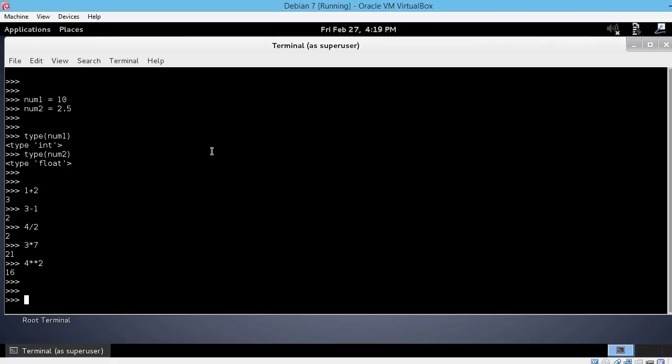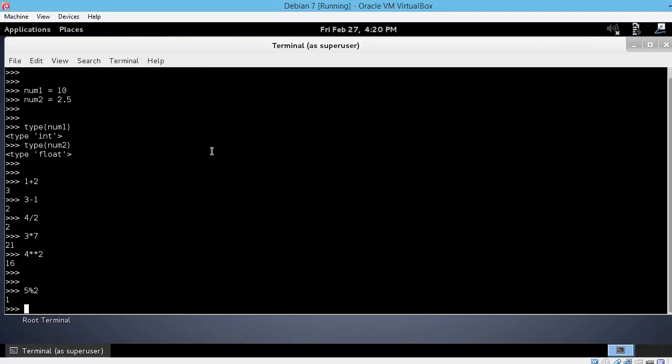Okay. Now let's have a look at the modulo operation. This means finding out the remainder after division of one number by another. So let's say 5. The percent sign is the sign used for the modulo operation. So 5 modulo 2 gives us 1 because 5 divided by 2 equals 2 and a remainder of 1.